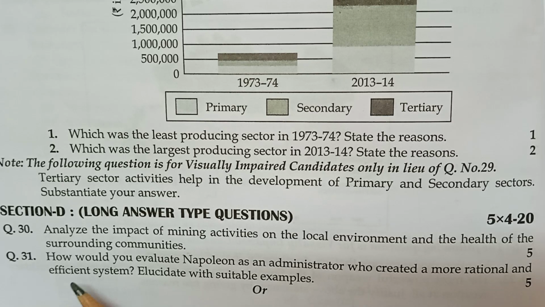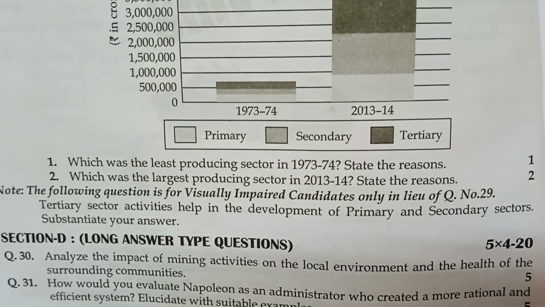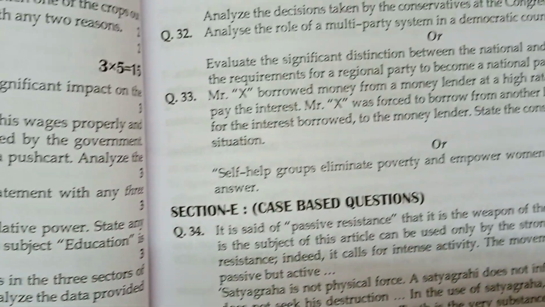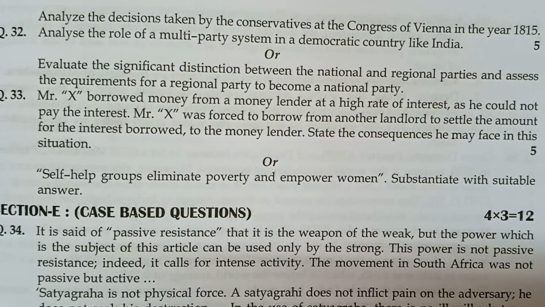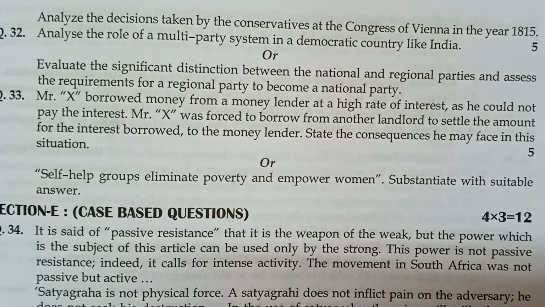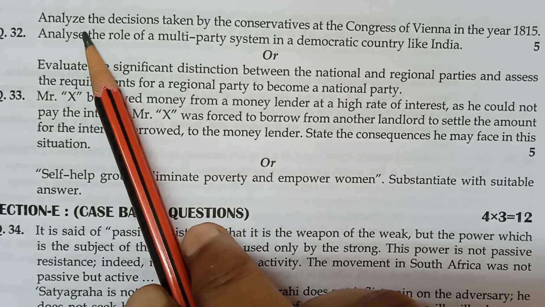Next, question number 31. How would you evaluate Napoleon as an administrator who created a more rational and efficient system? Elucidate with suitable examples. Okay. Now let's go with the important next questions. It's given here. Question number 32, or there was given, so it's given from there.